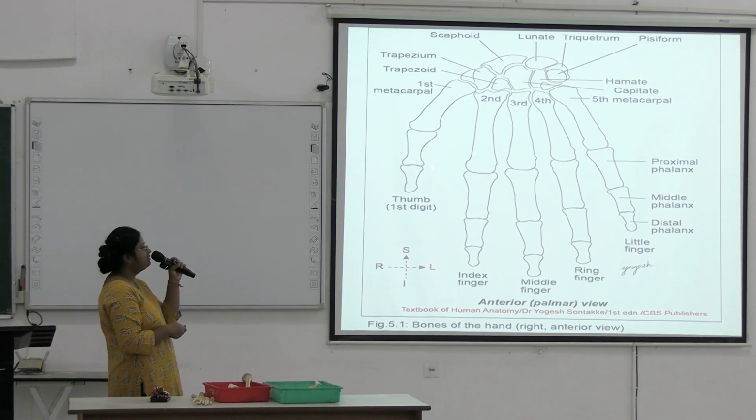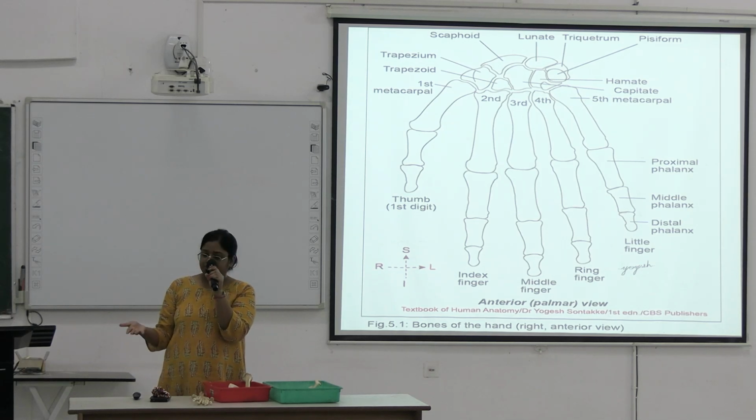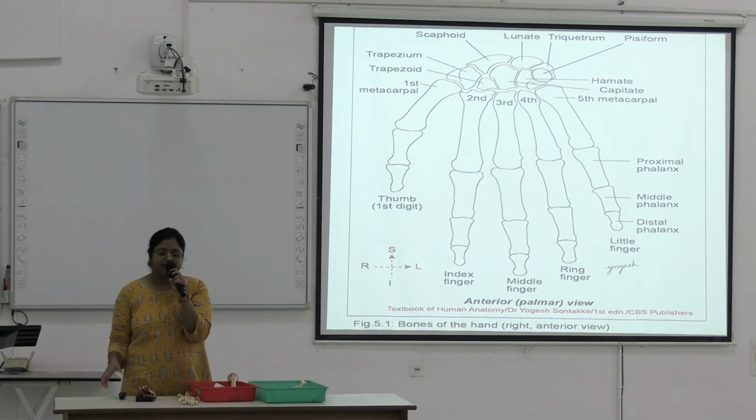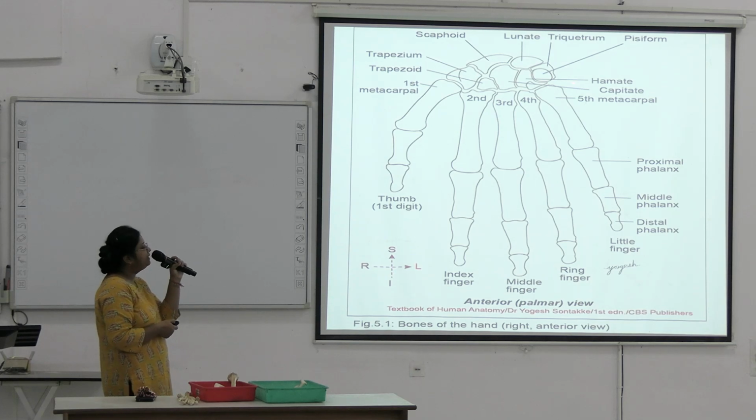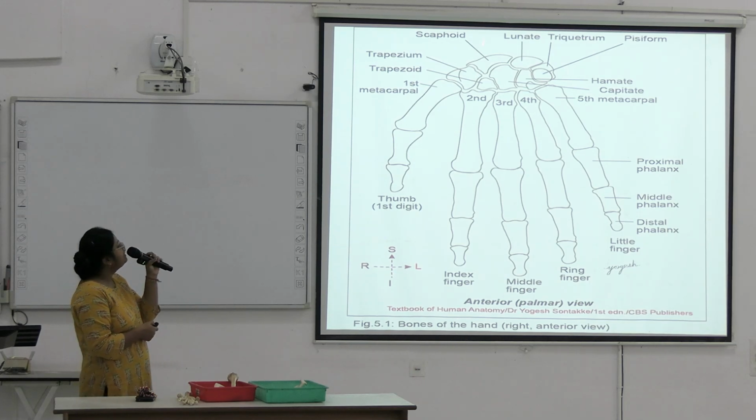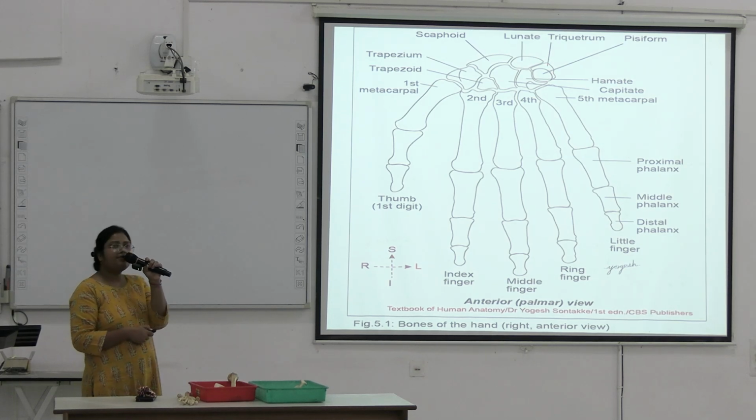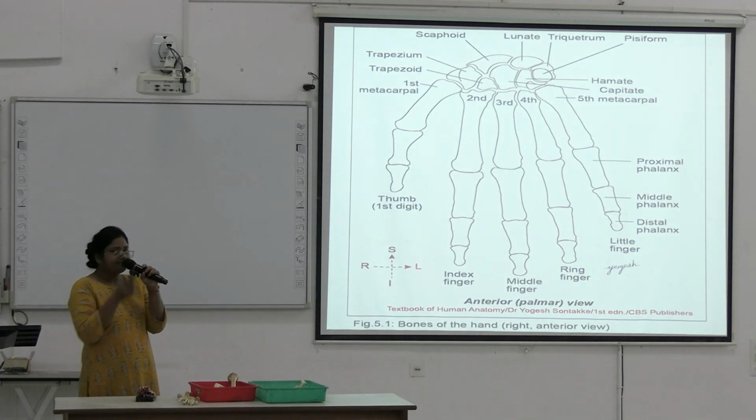See, this thumb is on the lateral side in the anatomical position of the hand. So the thumb is on the lateral side and the little finger on the medial side. That's how you determine lateral and medial. From lateral to medial, the proximal row consists of scaphoid, lunate, triquetral and pisiform, and the distal row consists of, from lateral to medial, trapezium, trapezoid, capitate and hamate. This projection from the hamate is known as the hook of hamate.